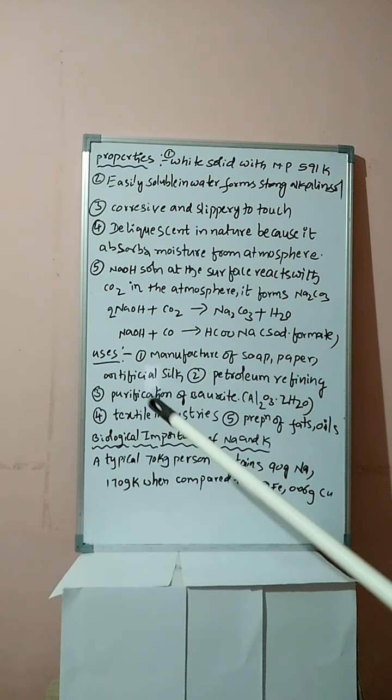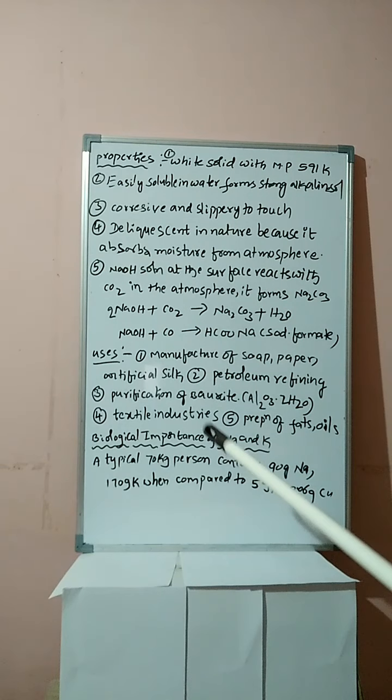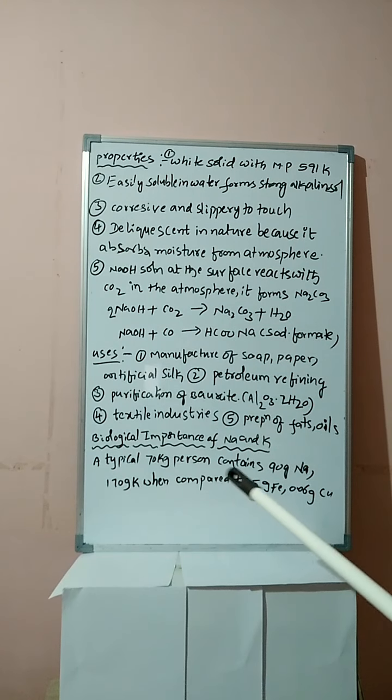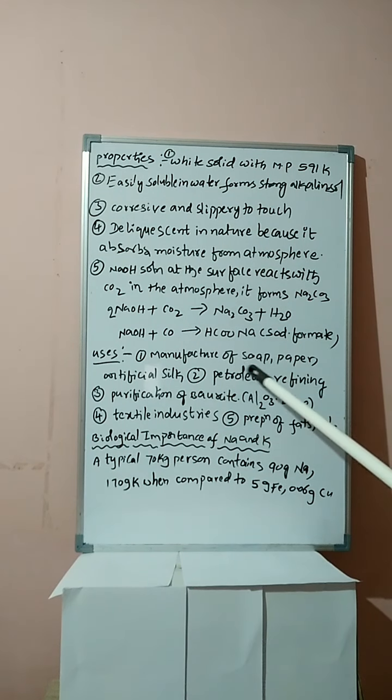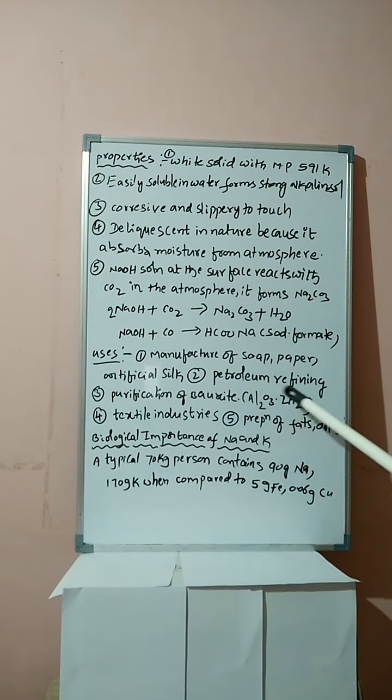Next, students, uses of sodium hydroxide. It is used in the manufacture of soap, paper, artificial silk. Generally, in soap manufacturing we are using sodium hydroxide. In paper manufacturing and artificial silk we are using sodium hydroxide. In petroleum refining, sodium hydroxide is used. In the purification of bauxite, aluminum oxide dihydrate, we are using sodium hydroxide.